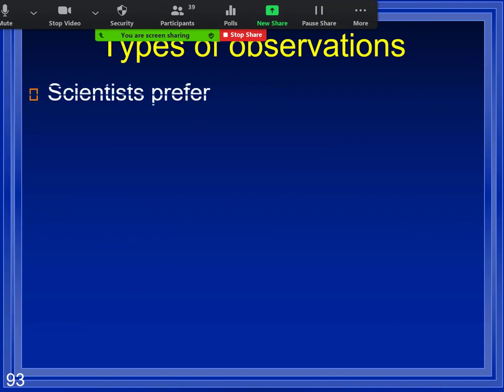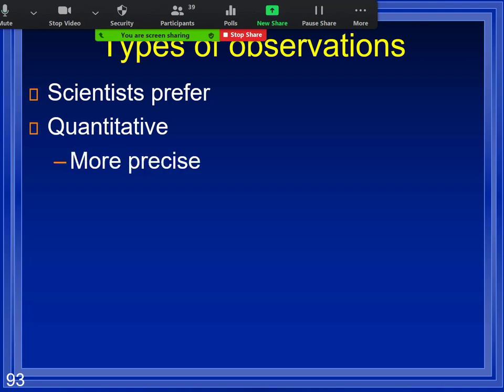Which one do scientists prefer? And why? Scientists prefer quantitative. Scientists prefer measurement. Why? Well, we get to use one of our vocabulary words. It's more precise. What do you mean it's more precise, more repeatable?